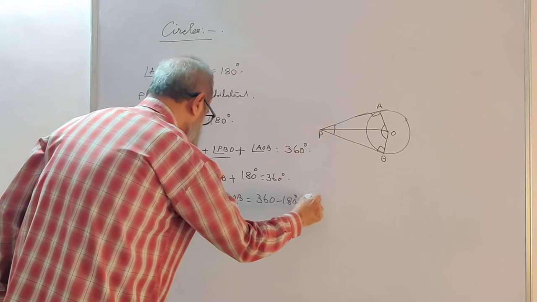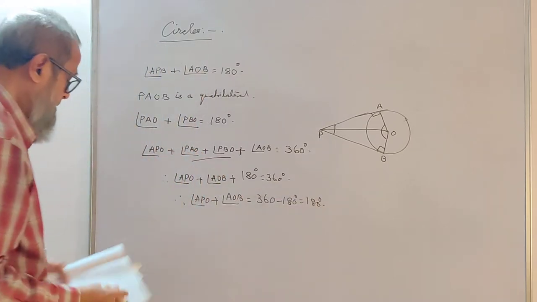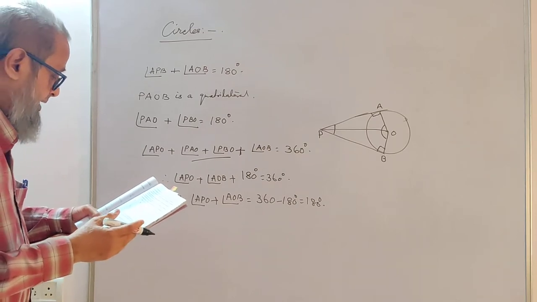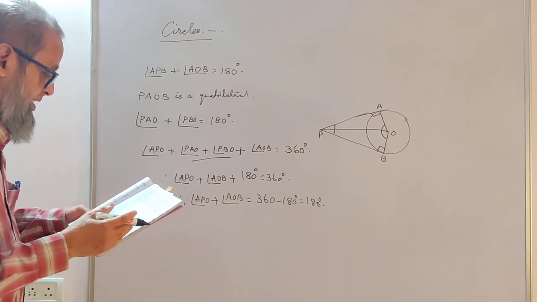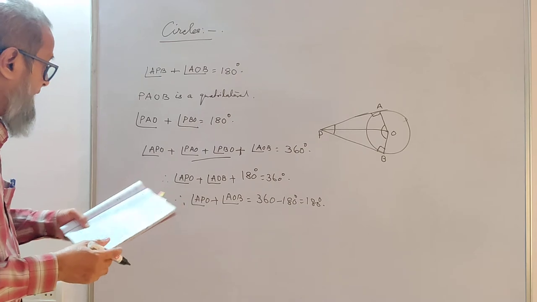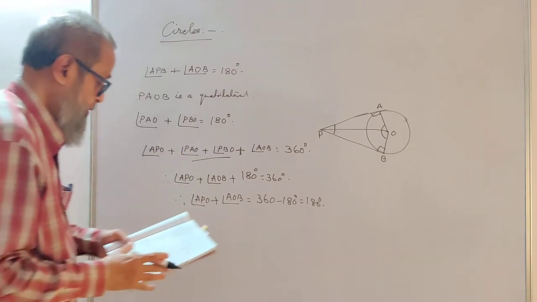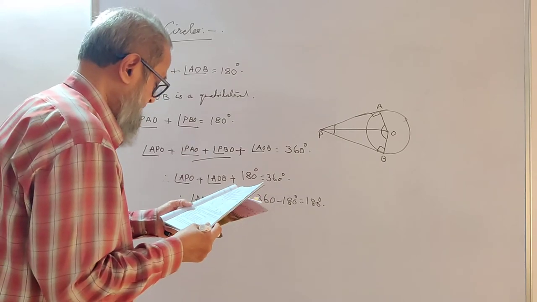So they are supplementary. So you have to write: the angle between the two tangents and the angle subtended by the line segment joining the points of contact at the center are supplementary angles. You can write like that.